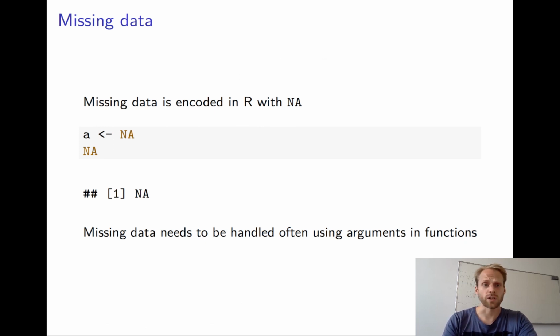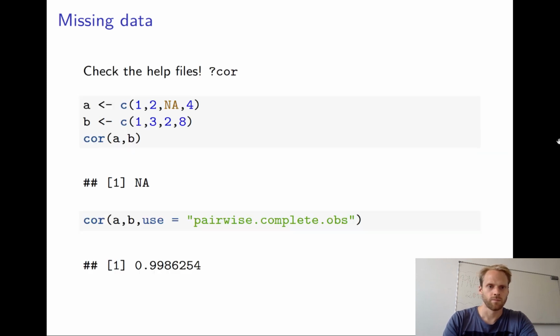Missing data, I already showed you, is encoded in R with the NA or not available sign. And if you have missing data, you need to handle that in some way. Usually functions already have a default way of handling it, but sometimes they don't. And it's very important to realize that having NAs might create some problems. You also want to check the help files for that, because it really depends on each function how to handle it. For example, in the cor function, you have to say use equals pairwise.complete.obs, to use the pairwise observations to compute the correlation. But in the mean function, you have to say na.rm equals TRUE to remove NAs.